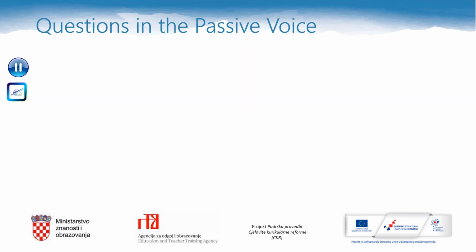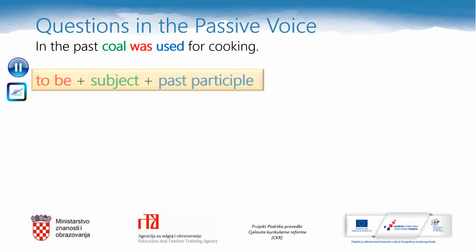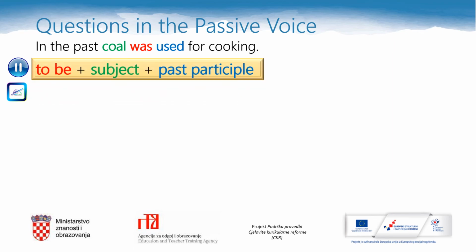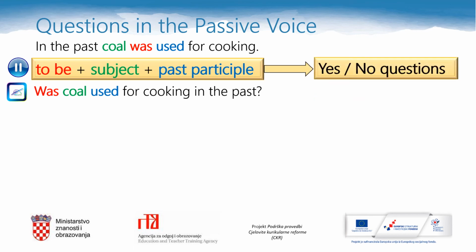How do we form questions in the passive voice? Have a look at the sentence. In the past, coal was used for cooking. If there is the following word order, the verb to be plus subject plus past participle, the question is, was coal used for cooking in the past? Such questions are called yes or no questions because the answer to this question is simply yes or no.